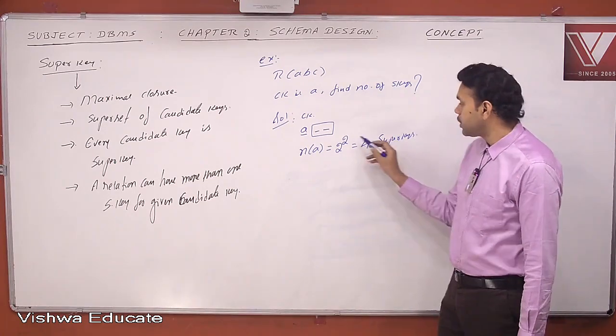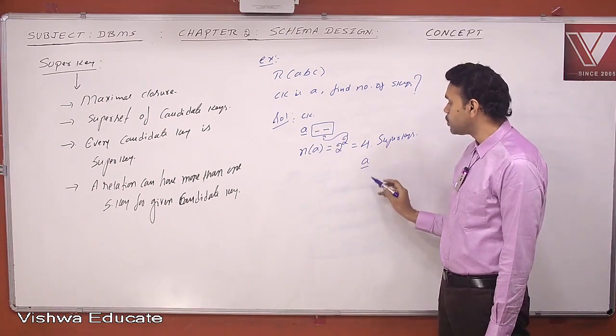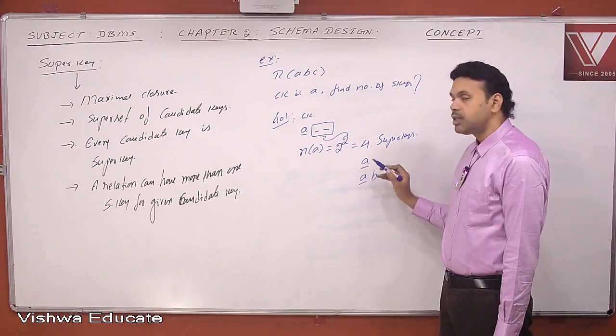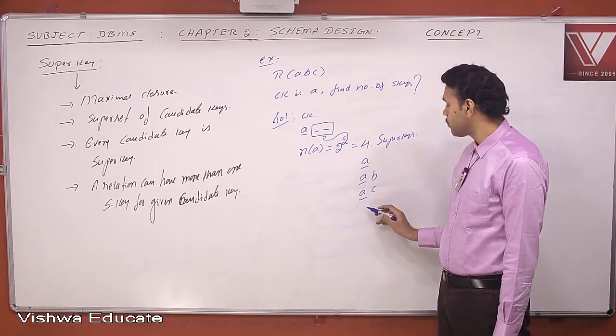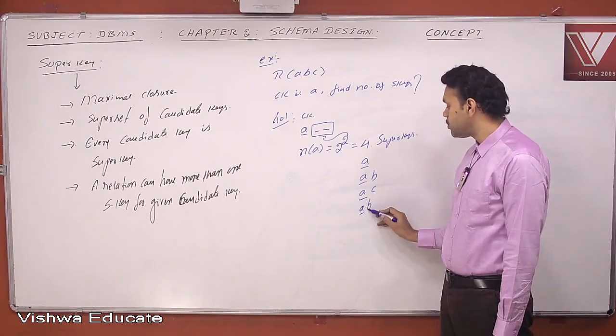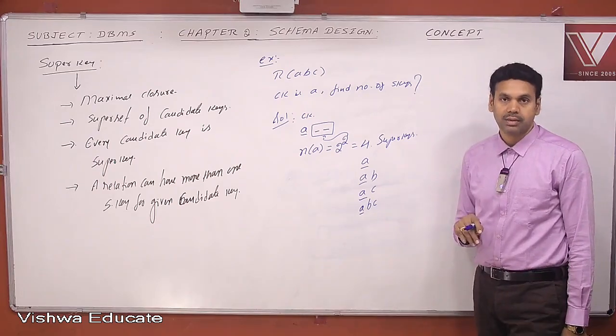What are the 4 super keys? A itself is a super key. A with B is a super key. A with C is a super key. And A with BC is also a super key. 4 super keys in this. Okay.